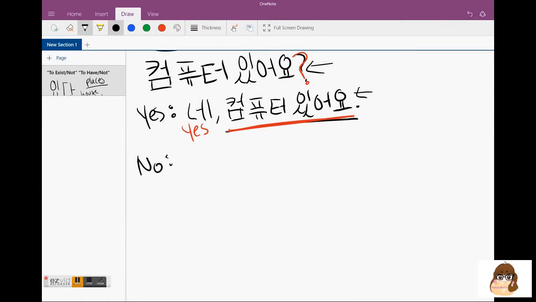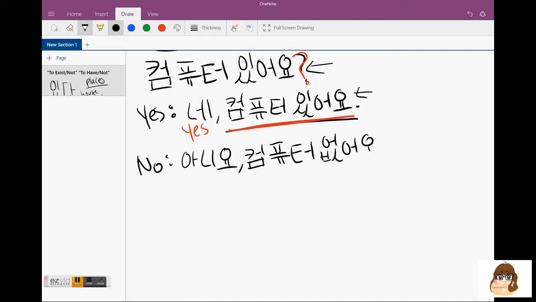You say 아니요. 아니요. 컴퓨터 없어요. Okay, I think maybe this is redundant. You could just say this, it's fine. It's just saying I don't have a computer. This is just kind of like saying it again, like, no, I don't have a computer.